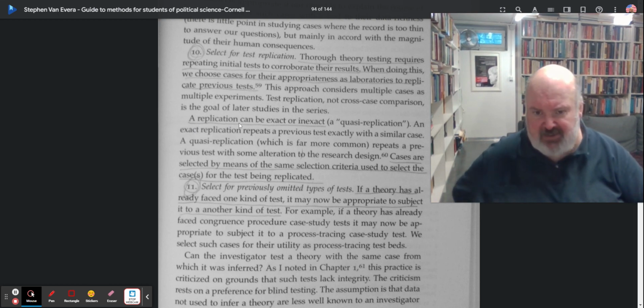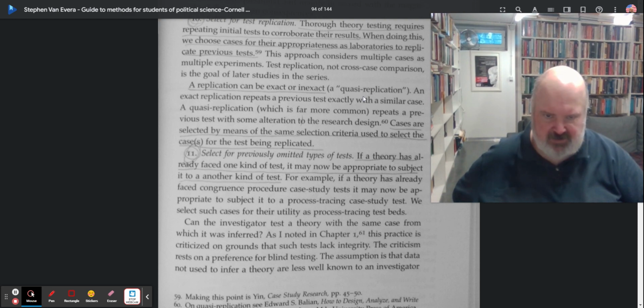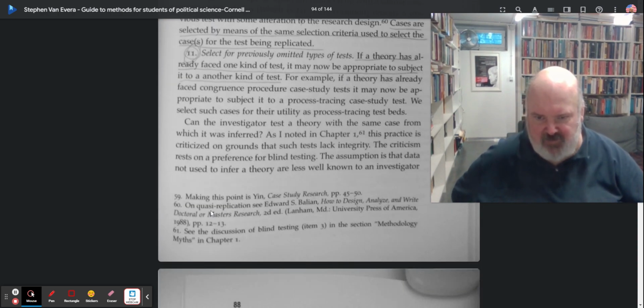A replication can be exact or inexact. An exact replication repeats a previous test exactly with similar results. A quasi-replication, which is far more common, repeats a previous test with some alteration to the research design. 60. To find quasi-replication, see Edward Balin's How to Design, Analyze, and Write Doctoral and Master's Thesis.